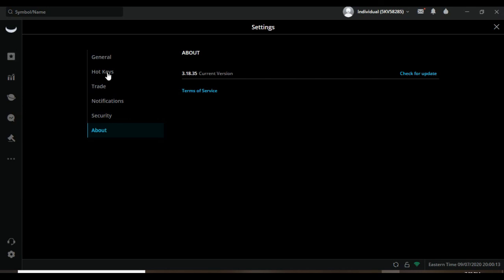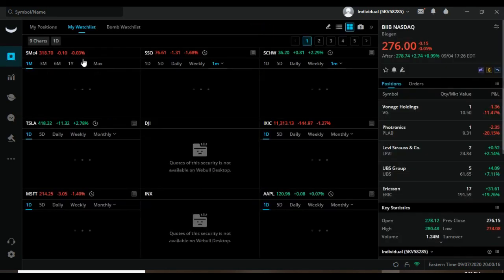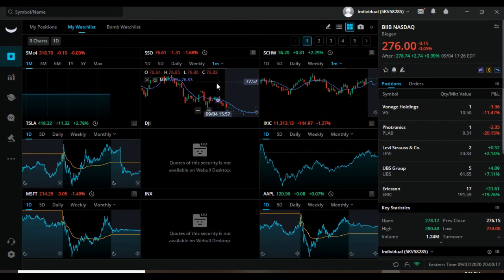And guys, that is it. So I try to keep this very high level, but as you guys can see, Webull is such a cool platform. It's easy to use. It looks very complicated, but as you start to play around with it, you'll find out that it's very, very easy to set up and to play around with.